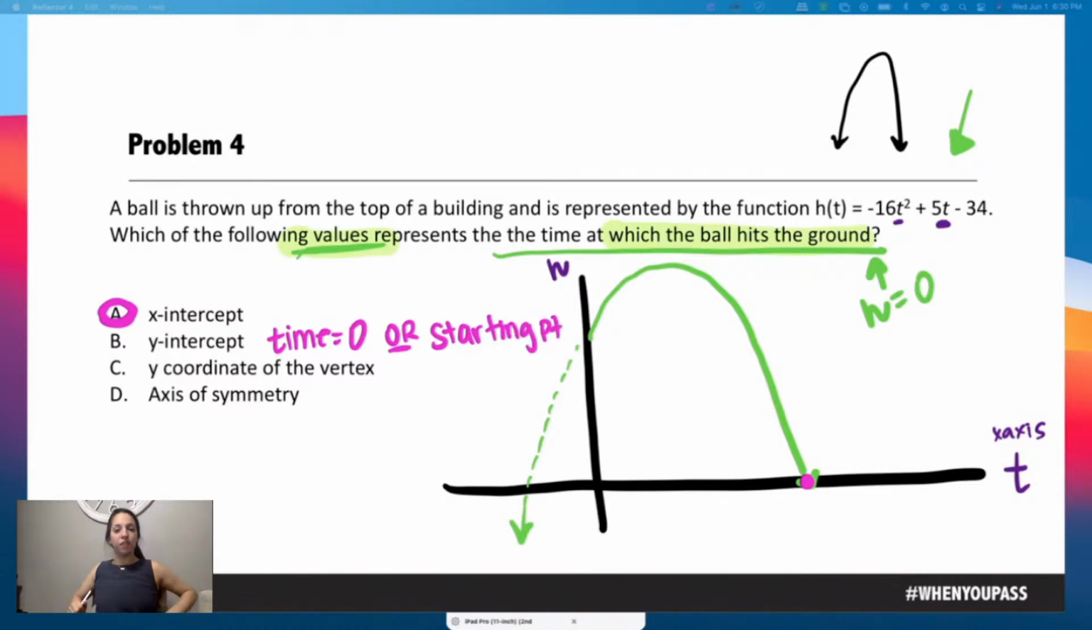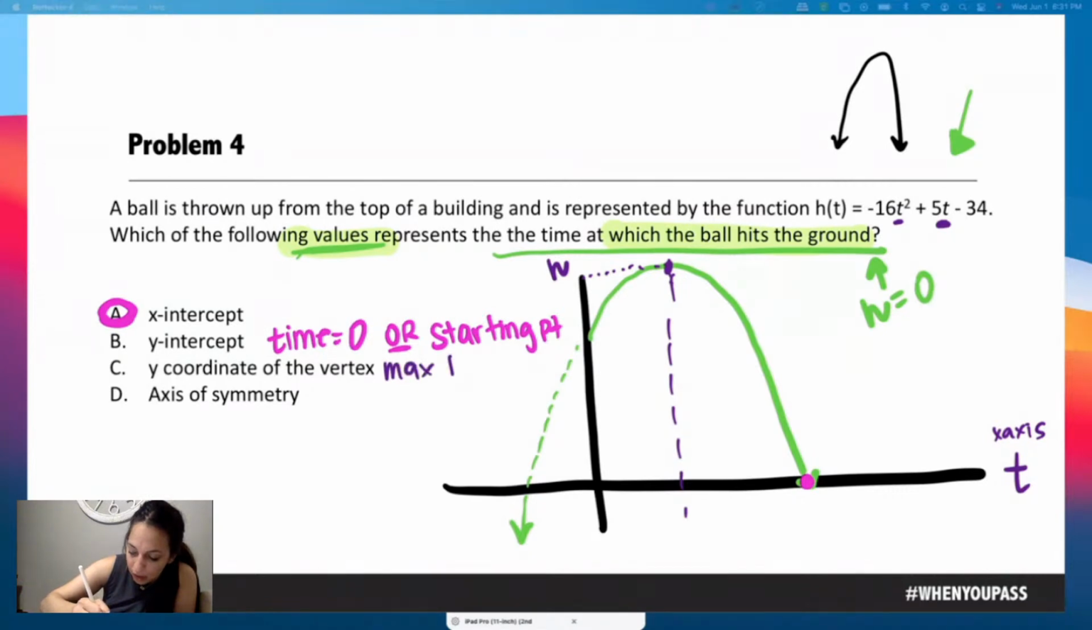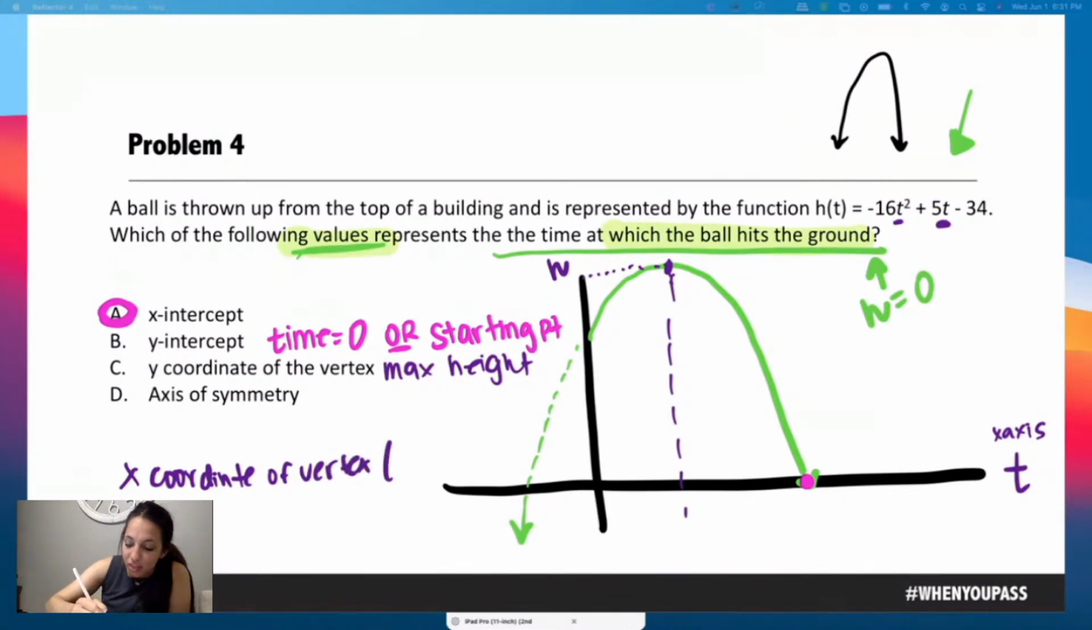The y-coordinate of the vertex. Let's look at what that value is, because I want you guys to understand what all these values are. My vertex is going to be the maximum height, and the y-coordinate of that is going to be the maximum height because the y is the height. What if they said the x-coordinate of the vertex? That would be the time the ball hit the maximum value.